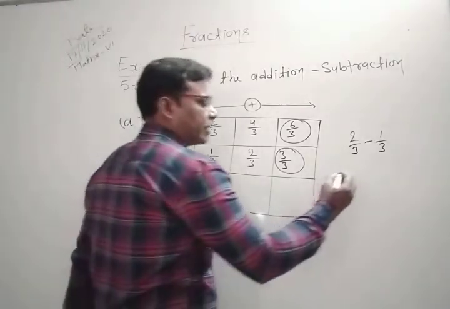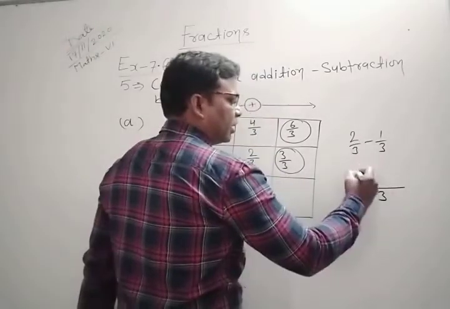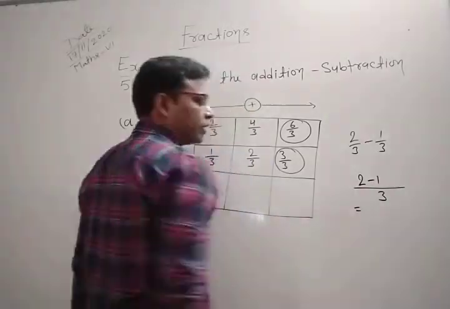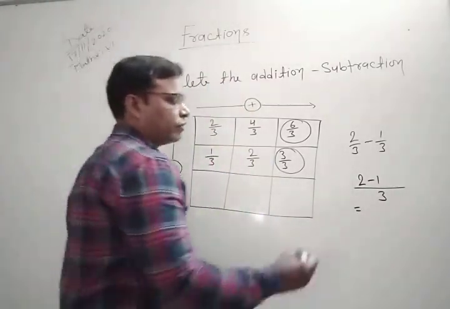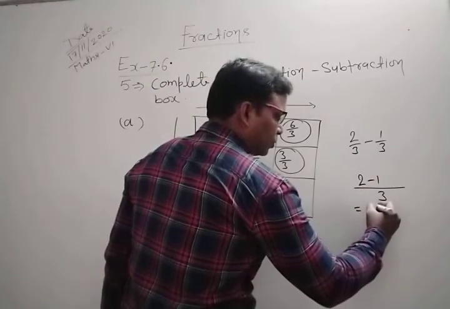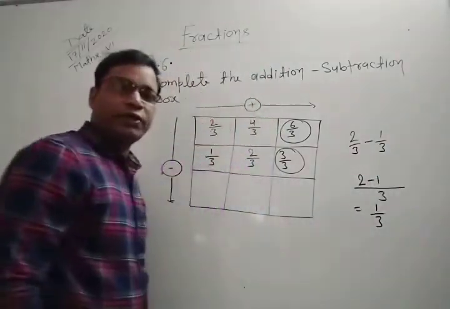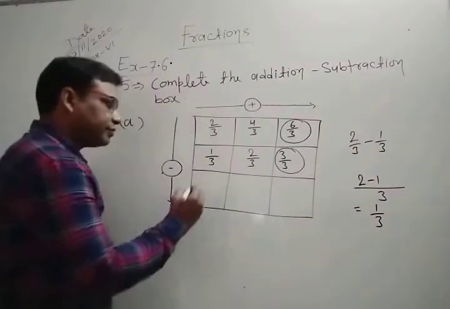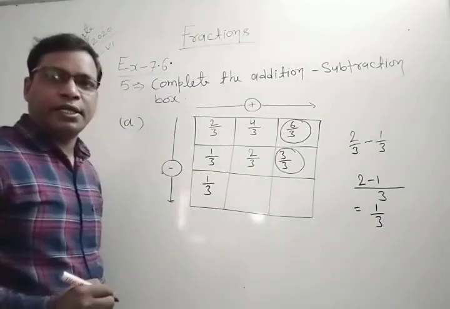So for this you can write it like this. First write 3, and we subtract only their numerators: 2 minus 1. 2 minus 1 is equal to 1, you know very well. So we have 1 by 3. So you can write here 1 by 3. Clear?